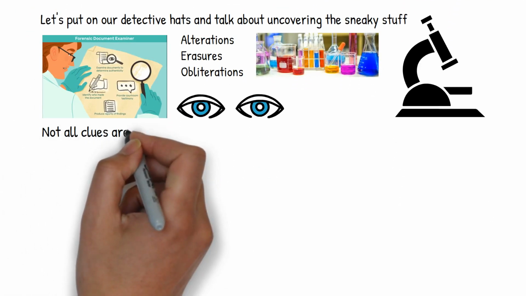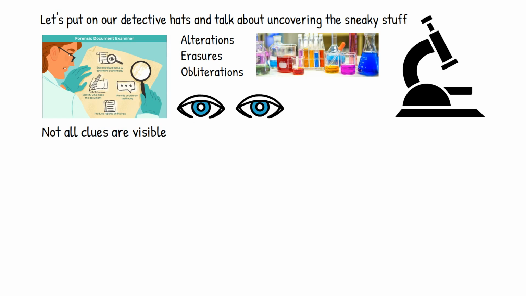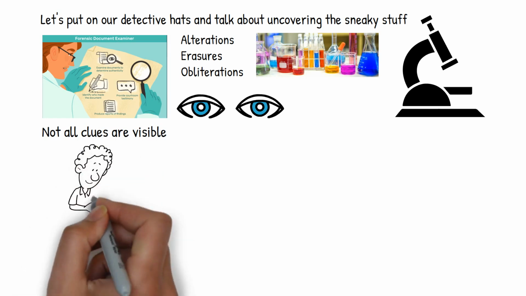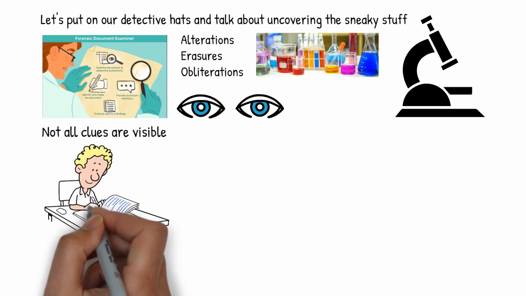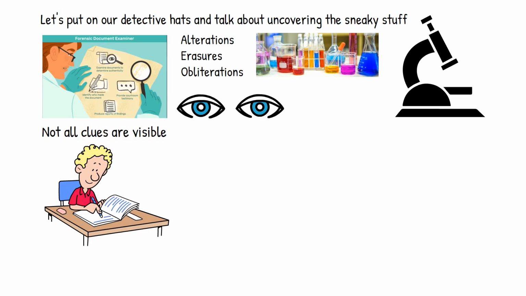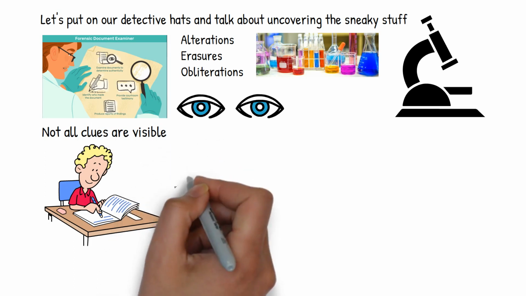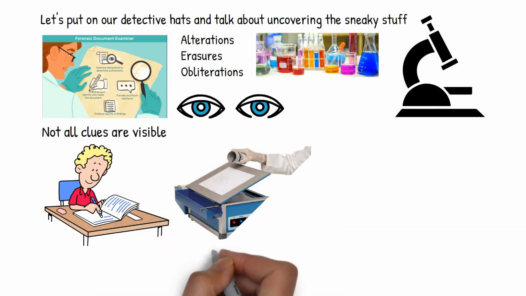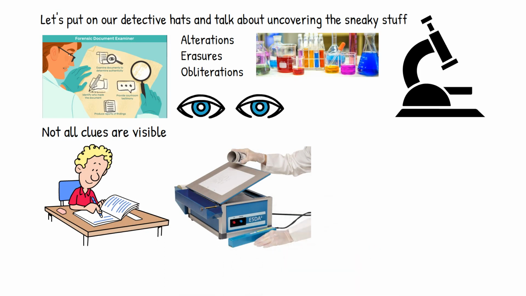But not all clues are visible. Indented writings, those ghostly impressions left behind when you write on a pad of paper, are like whispers from the past. They can be coaxed into visibility through side lighting or electrostatic detection methods.